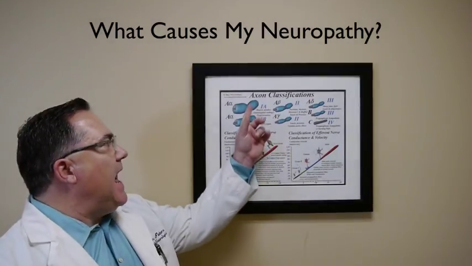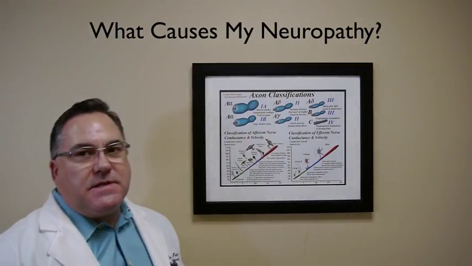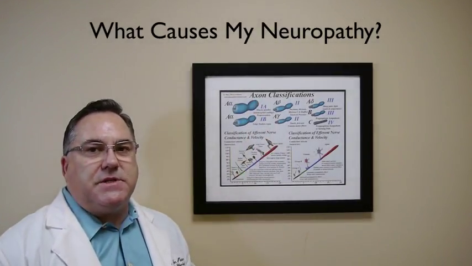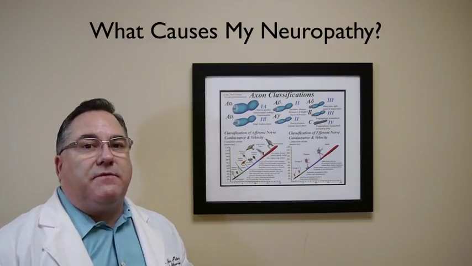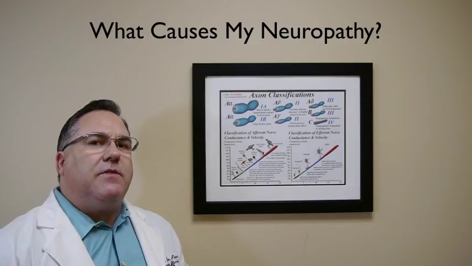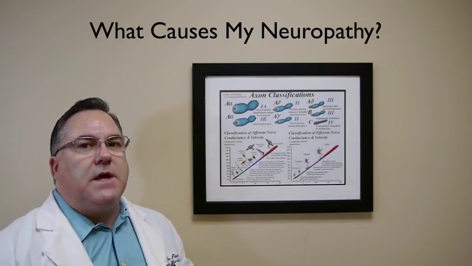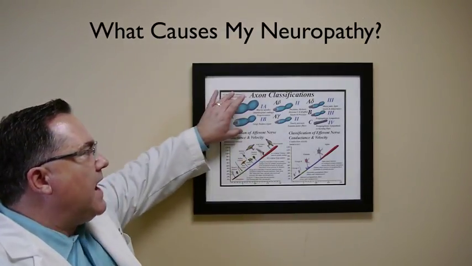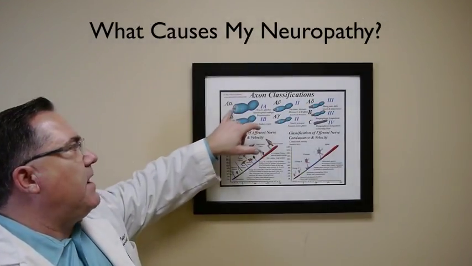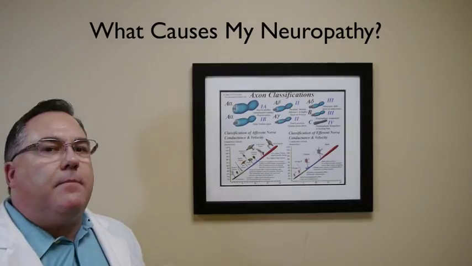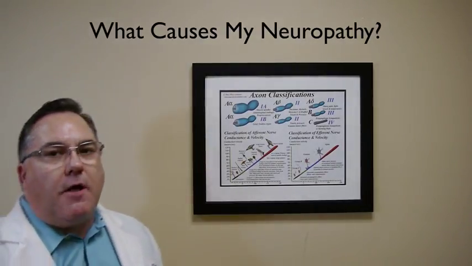An axon means nerve, and this essentially says nerve classifications. And what's important to realize is there's different types of nerves and they do different things. So essentially there's two main types of nerves. There's groupings called large fibers and groupings called small fibers. And the large fibers are very thick. They have a lot of covering on them. That you see there, that's called myelin.